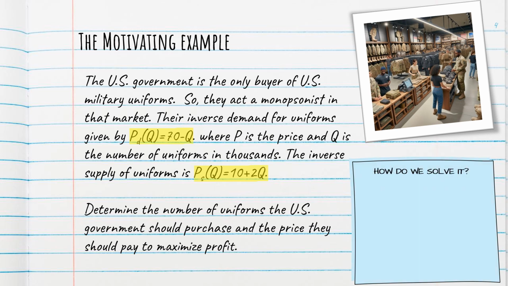How do we solve this question? First, we have to find the total and marginal expenditure curves. These are computed using the supply curve. Then we set the marginal expenditure curve equal to the marginal value curve and solve for Q.